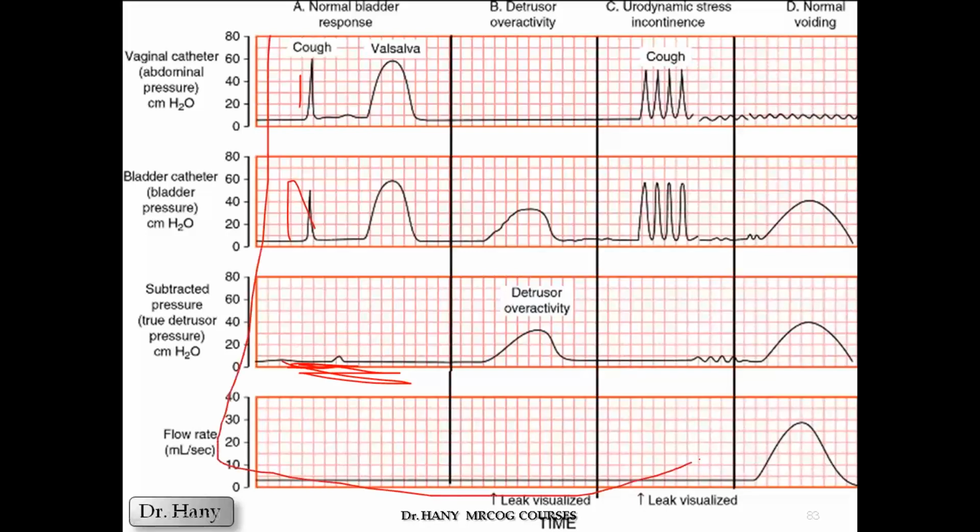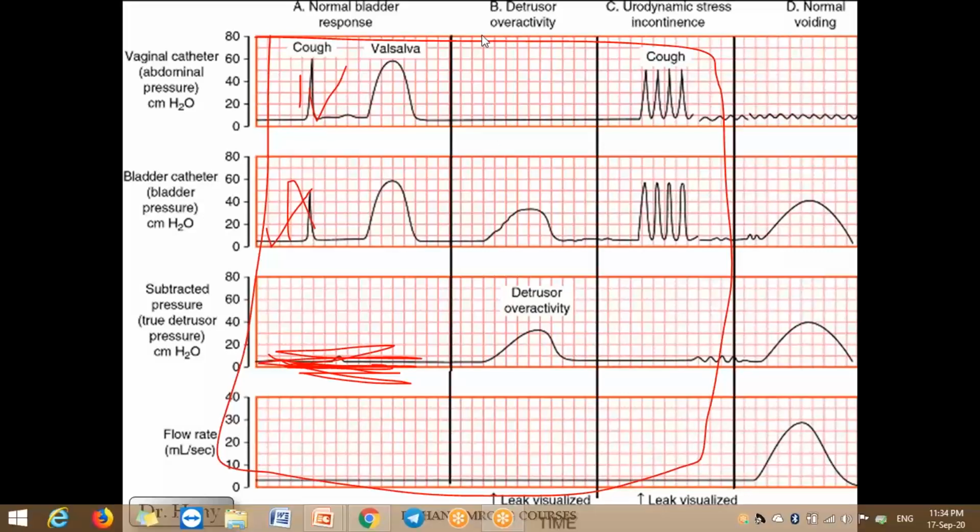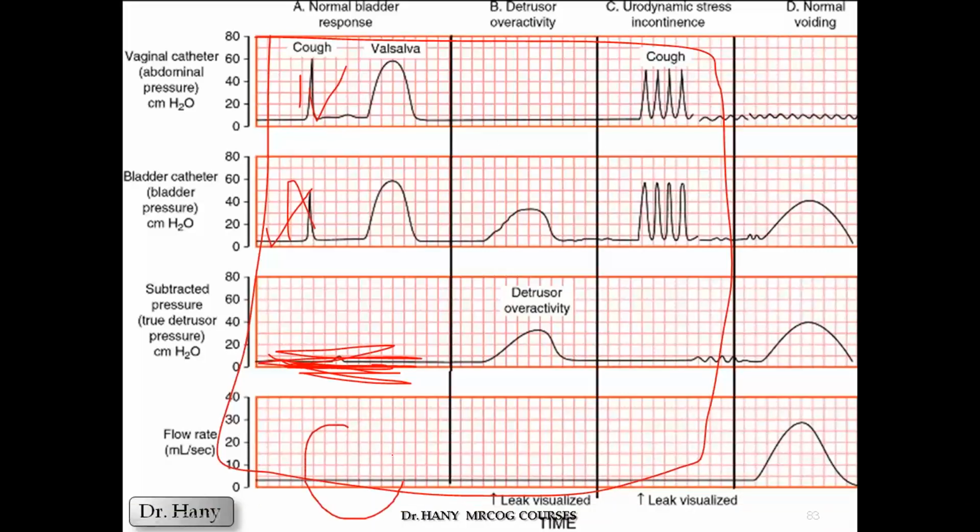I will tell the woman to cough to test my catheter only. So the intra-abdominal pressure will move, the intravesical pressure will move, but no pressure in the detrusor muscle. The detrusor muscle is not contracting. It is relaxed and no leak. So this is a normal response.